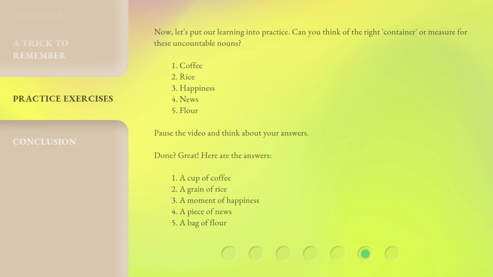Now, let's put our learning into practice. Can you think of the right container or measure for these uncountable nouns? 1. Coffee. 2. Rice. 3. Happiness. 4. News. 5. Flour. Pause the video and think about your answers.